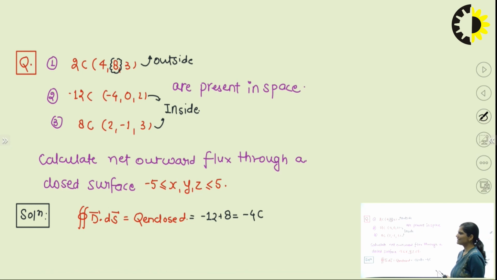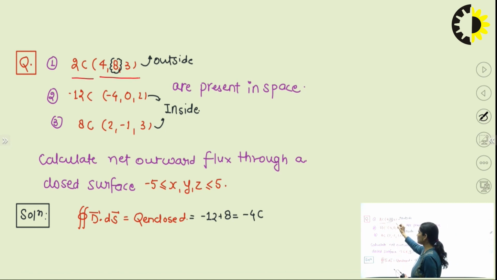Now let us consider a question. Let us consider there are three charges: first, second, third. The first charge is 2 coulomb and its coordinates are 4, 8, 3. Here x is equal to 4, y is equal to 8 and z is equal to 3. Now the second charge is minus 12 coulomb and these are its coordinates: minus 4, 0 and 2, present inside the space. You have to check whether these charges are inside this space or outside it. According to these coordinates you can check whether they are outside or inside the space. Now the third charge is 8 coulomb. Its coordinates are x equal to 2, y equal to minus 1 and z equal to 3.